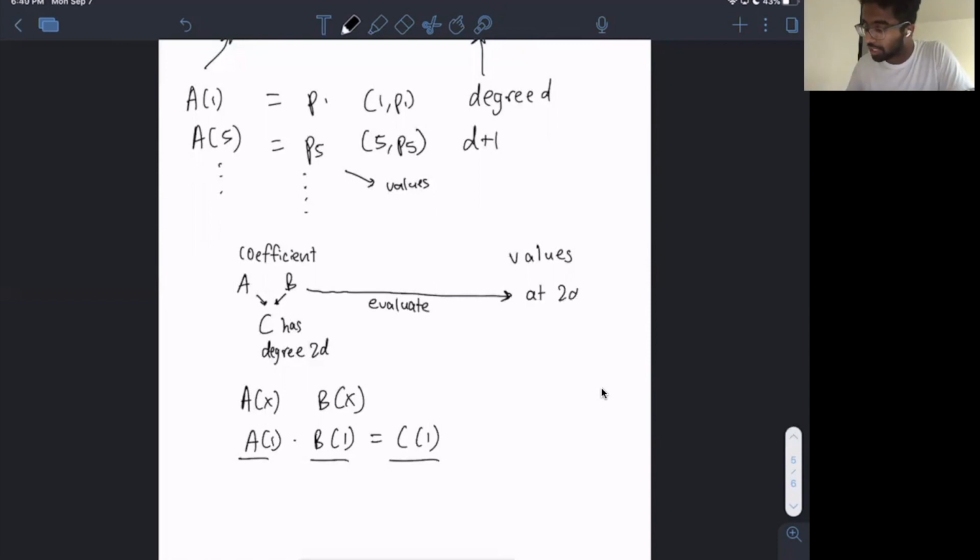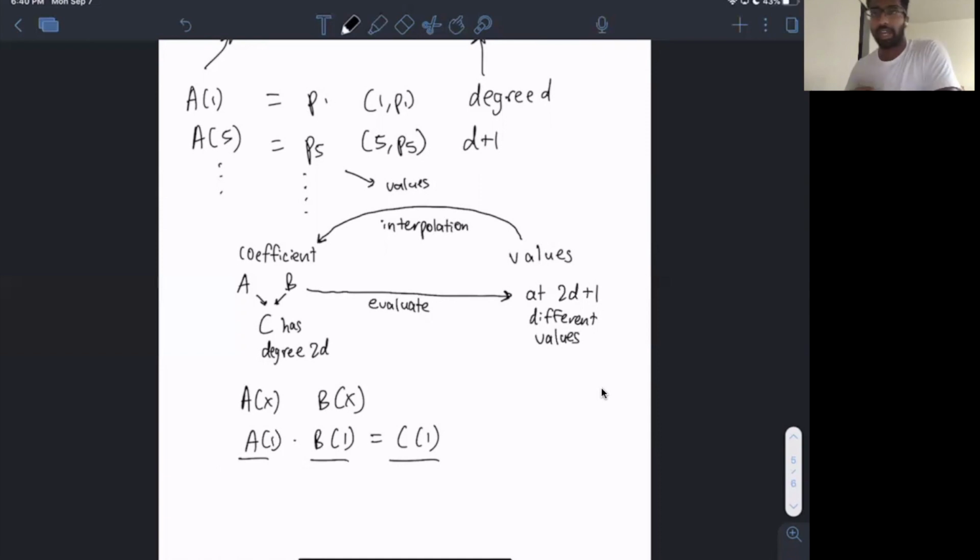at 2D plus 1 different points, or let me say values. Essentially what that's going to give us is 2D plus 1 points of C. And then, using these 2D plus 1 points or evaluations, we can go back from this values view to the coefficient view, and so we use interpolation.